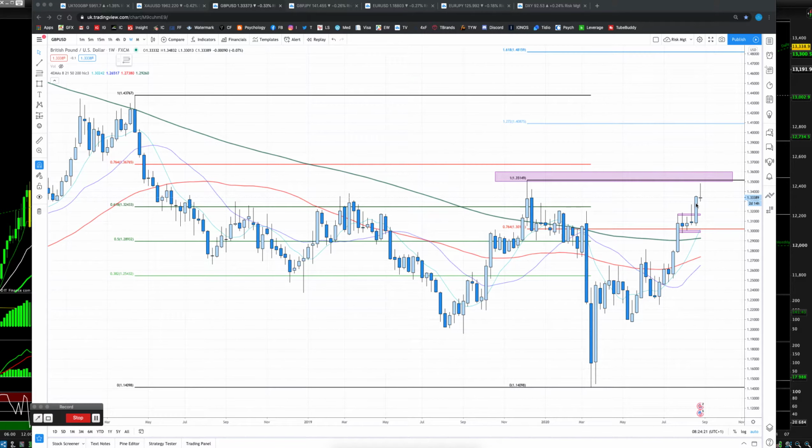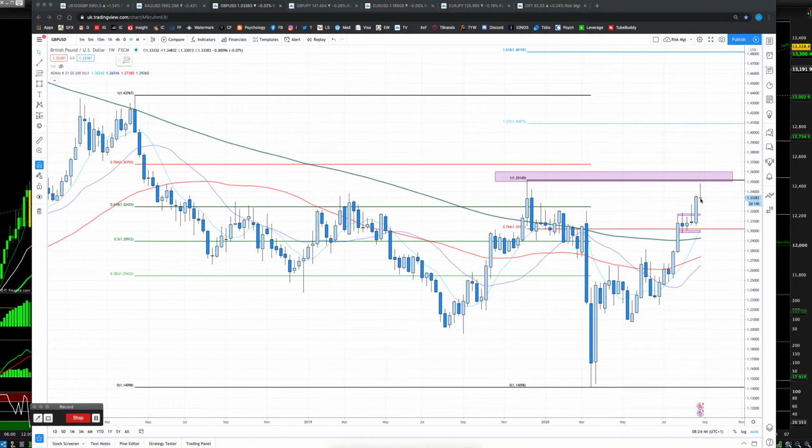Okay, this is the pound dollar. So cable has pretty much been up to test 1.35, the previous structure. Didn't quite get up there. At the same time we had the dollar index testing a key level, and PMI data came out. The numbers were good, so we're seeing a bit of a reversal at the moment.